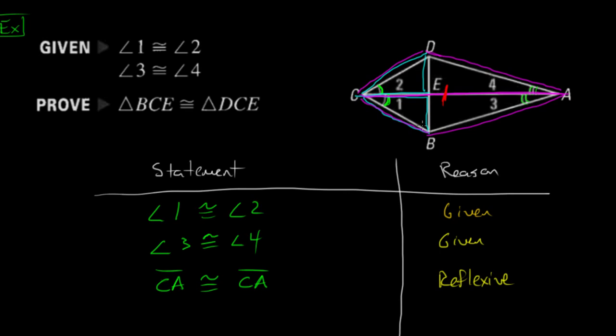Reflexive property of congruence. And now that I have that, notice I've got an angle, a side, and an angle. So I think I can conclude that these two larger triangles, wow, my kids, at least those screams you might be hearing are happy screams. That's a good thing. That's okay. They're running around like crazy.